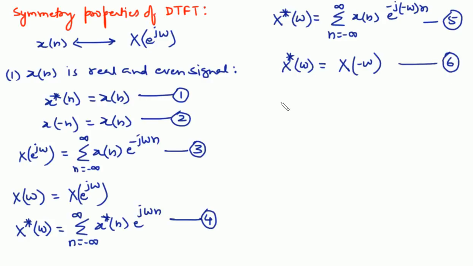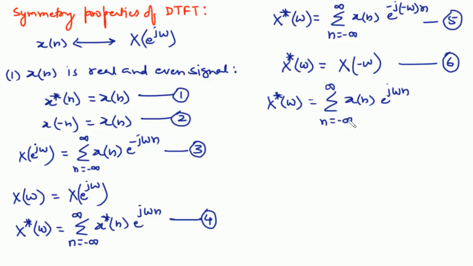In expression 4, the complex conjugate of X(ω) is the summation of the complex conjugate of x[n]. So the complex conjugate of x[n] is x[n] e^{jωn}, where n is changing from minus infinity to plus infinity.